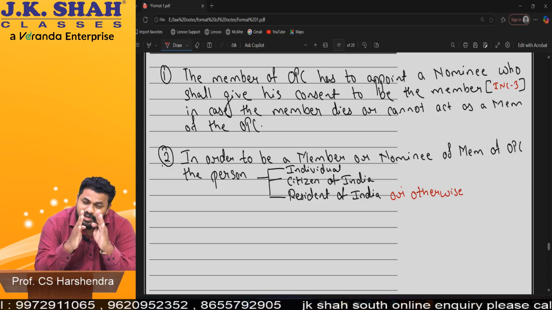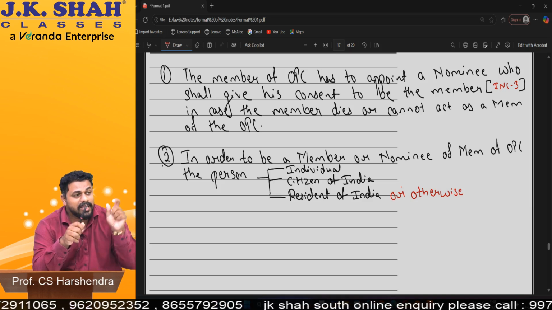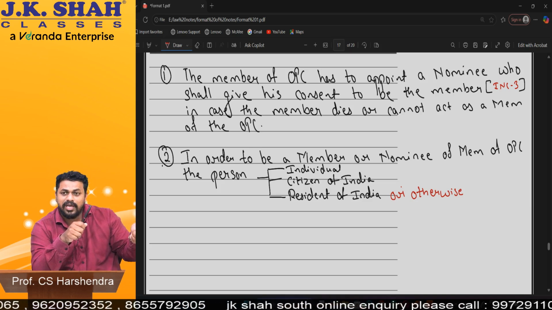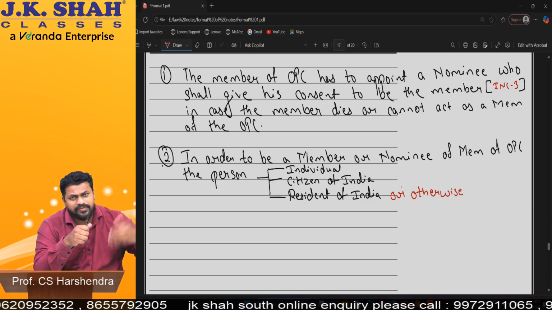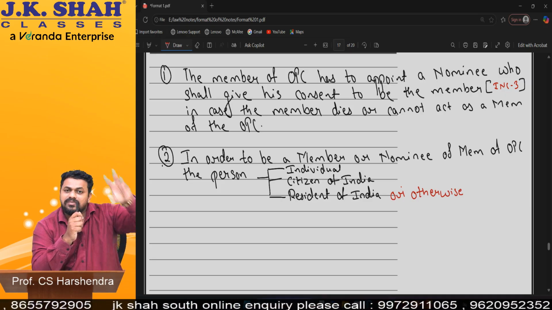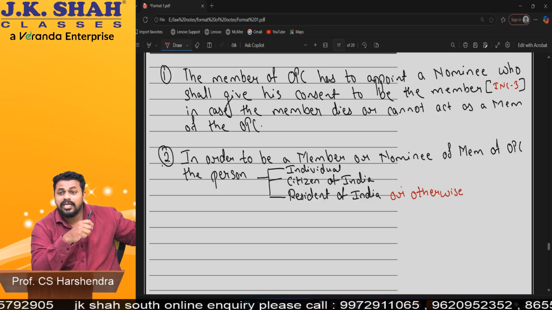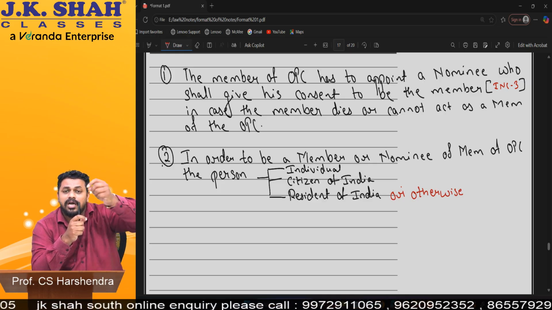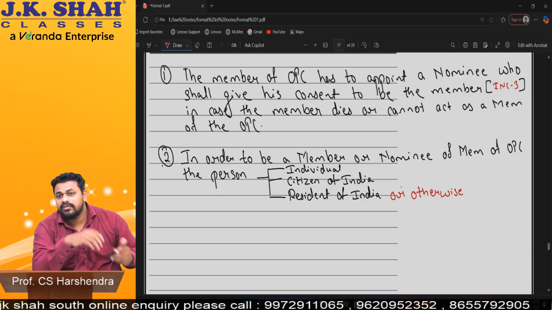No, resident of India is still 182 days only, but they are telling you are required to be resident of India now, not required as such. If you are resident, well and good. If you are not resident, then too you can become a member as well as nominee, but you should have stayed in India in the preceding financial year for how many days? 120 days or more. Am I clear with this thing?